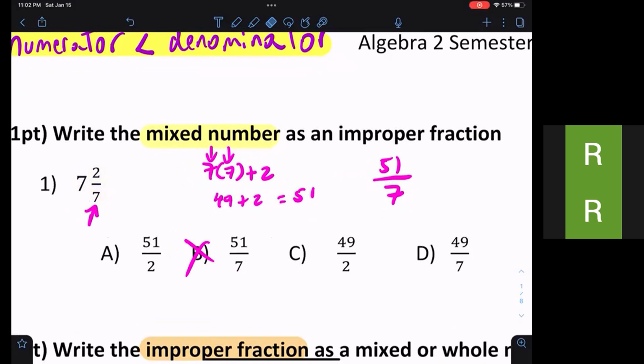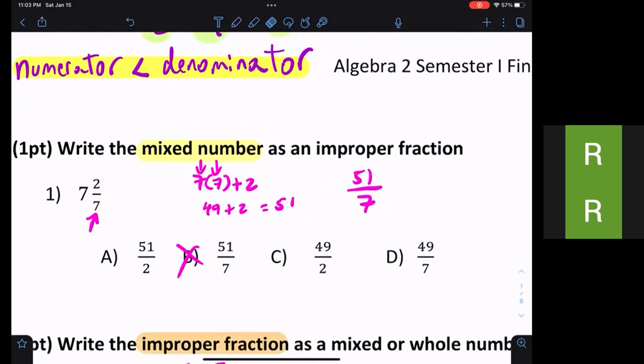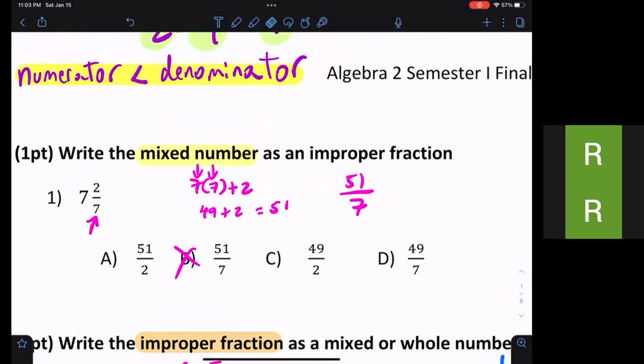That's 51/7. If this is too easy for you, skip the video, go to the next question, and don't waste the time with the things that you already know. I'm just doing this in case you have no idea what I'm doing, okay?